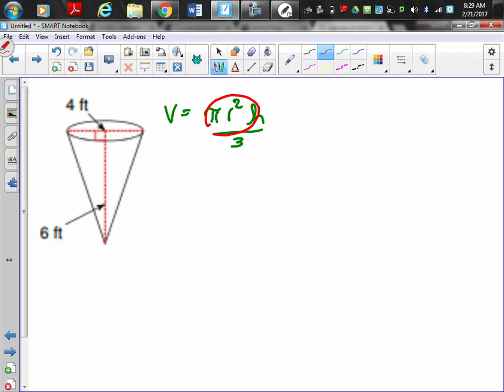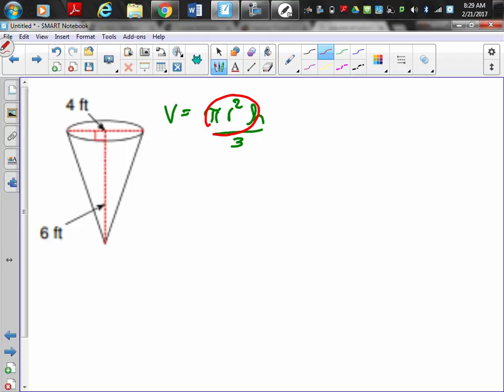For a triangular prism, you divide by what? What do we divide by to find the triangular prism? 2. Good. So for a cone we divide by 3. It's nothing different than the area of the base times the height, then you divide by 3.